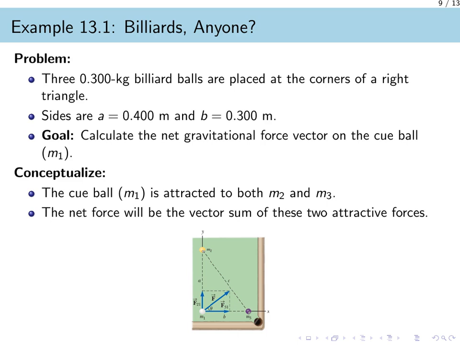Conceptually, the cue ball is attracted to ball M2, and it is also independently attracted to ball M3. This means there are two distinct force vectors acting on M1. To find the net effect, we cannot simply add the magnitudes of these forces. Instead, we must perform a vector sum. The key principle is that the total gravitational force on an object is the vector sum of the individual forces exerted on it by all other objects.